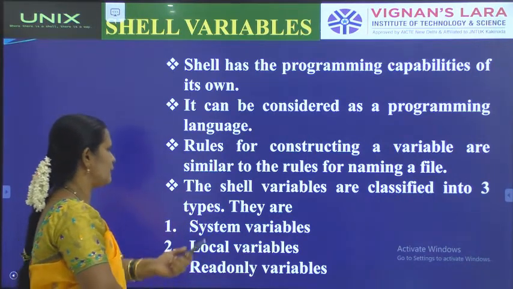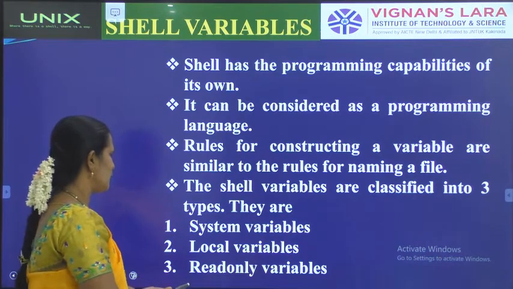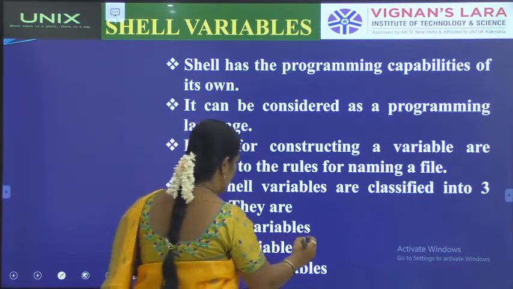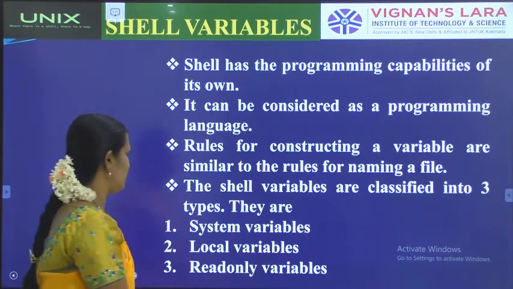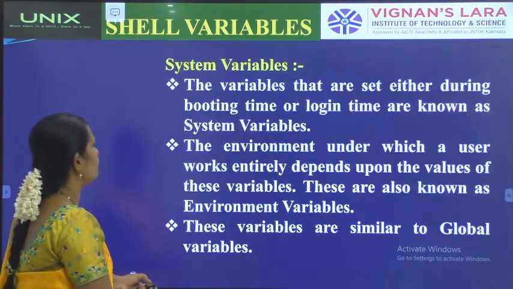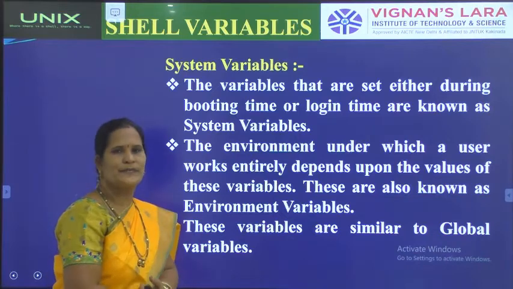The shell variables are classified into three types: system variables, local variables, and read-only variables. So the first one is the system variable.